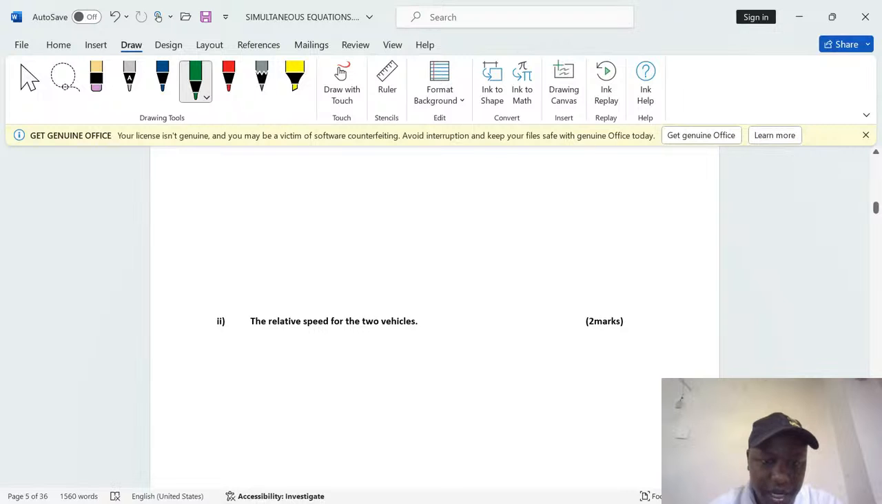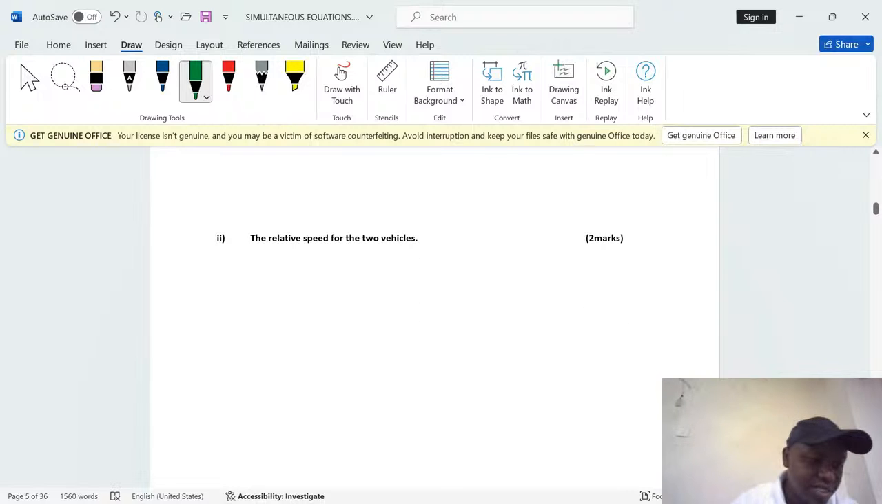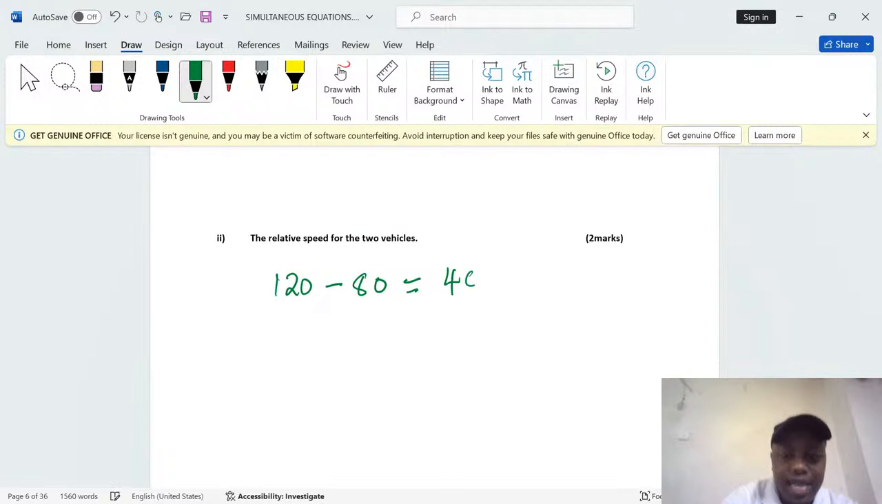Then we are also told to calculate the relative speed of the two vehicles. They are approaching one another. Therefore, a speed of 120 minus the other one of 80. This gives us exactly 40 kilometers per hour. So that is the relative speed.